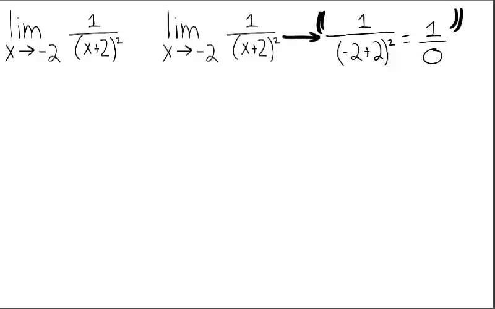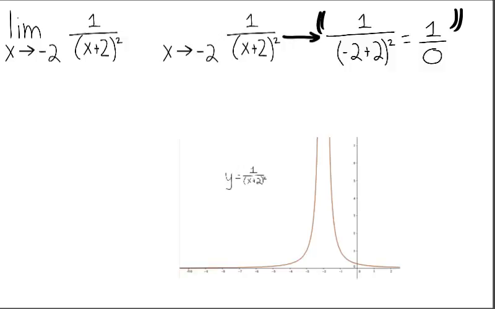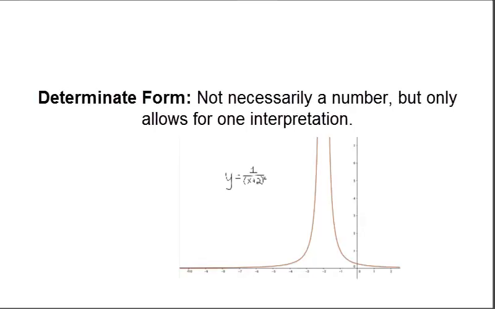In this example, we see that plugging in gives us 1 over 0. We know that this limit never exists because we can never divide a non-zero constant by 0. Even though 1 over 0 is not a number, there is no ambiguity in this case. The limit is unbounded, heading towards an infinity. Therefore, we call this a determinate form.